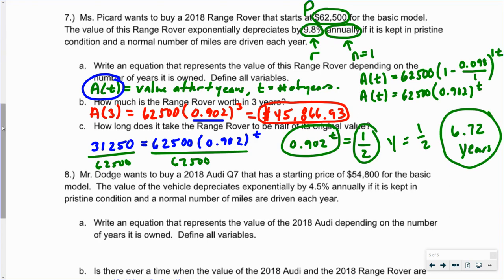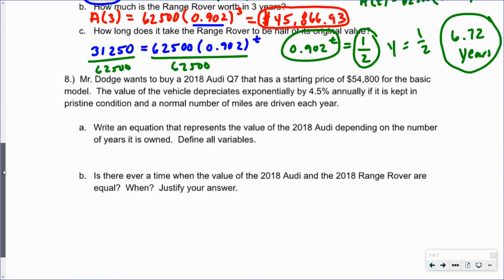For problem number 8, when you get to that, because you're going to have to do these problems for evidence of learning, part B, what I would suggest is that you graph both of the equations that you generate, and try to find the point of intersection on Desmos. That's a hint that I'm going to give you on part B.